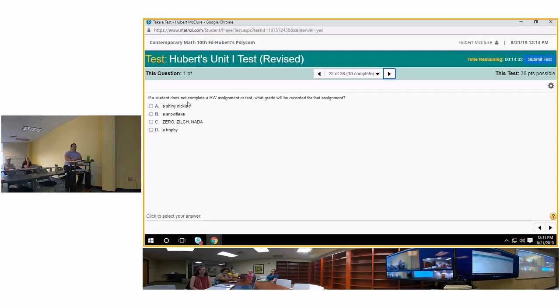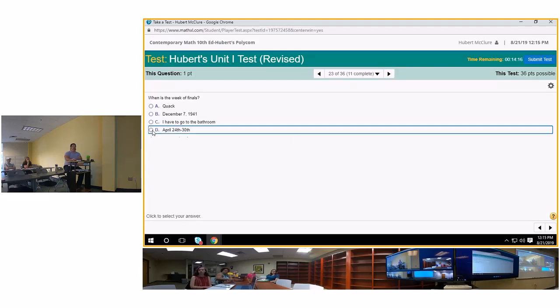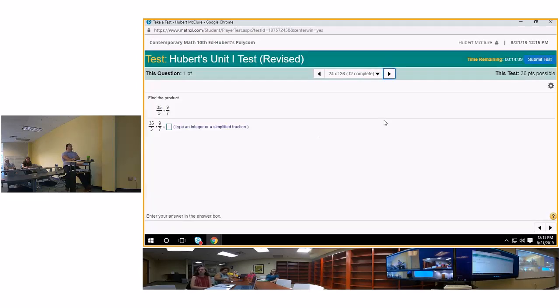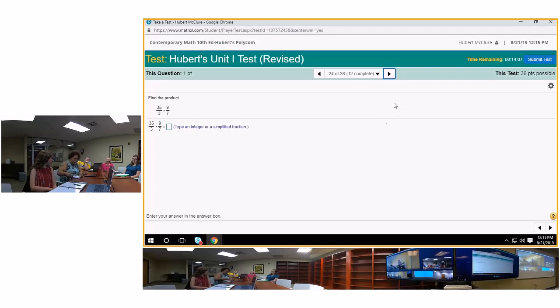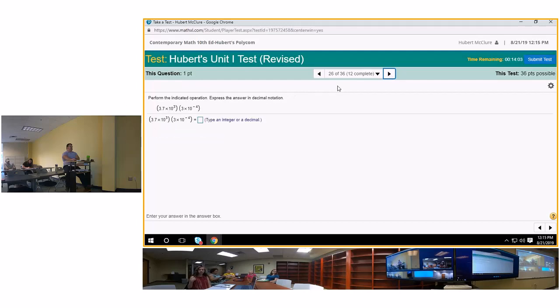If a student does not complete a homework assignment or test, what will be recorded for that assignment? That was another one for that check. When is the week of finals? It will be December the 4th through the 10th. Definitely write that down. That's a handout. December the 4th through the 10th. It's on your academic calendar handout.